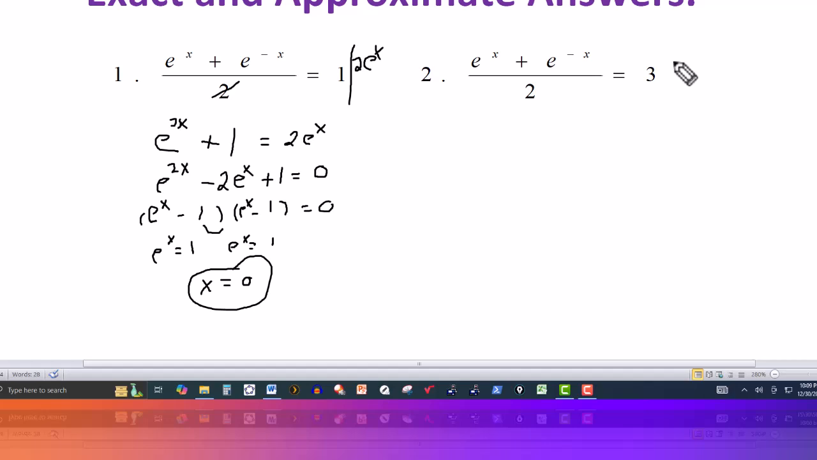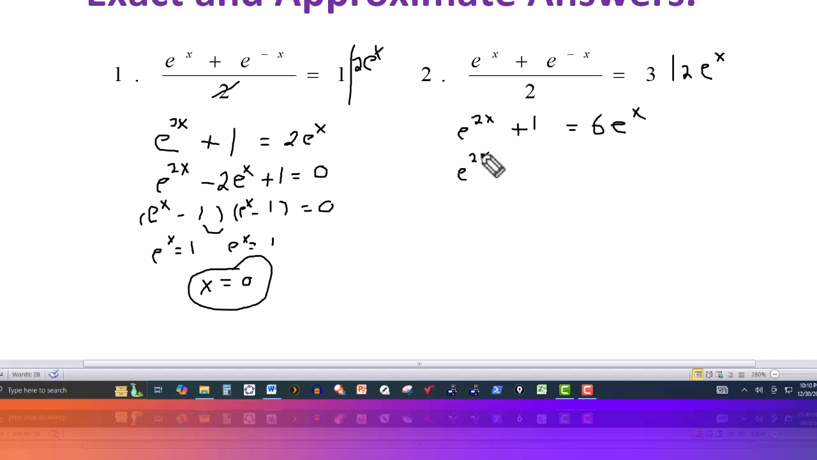So in this one again, I'm going to multiply by 2 e to the x. So multiply through there. The 2's will cancel on the left side. And I'll get e to the 2x, because I multiply there by e to the x. And then e to the minus x times e to the x is e to the 0, which is 1. Okay, and then we're going to multiply the next one here. That gives me 6 on the right side, 6 e to the x.